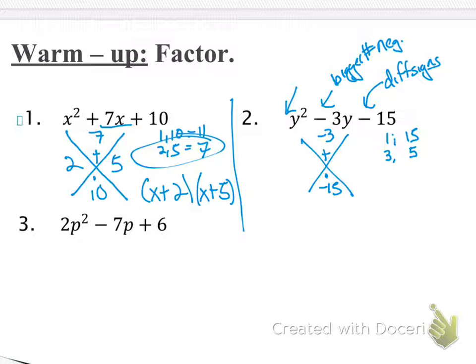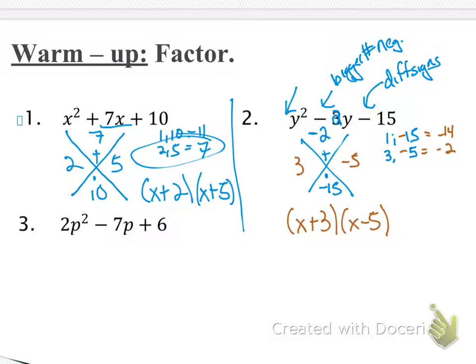I have a feeling this one is a typo. Let's change this 3y to a 2y. It's the only way this is going to work out. So our bigger number is still going to be negative. So we're going to put our negatives on the 15 and the 5. So this gives me negative 14. This gives me negative 2. So 3 and negative 5. So we have x plus 3, x minus 5.